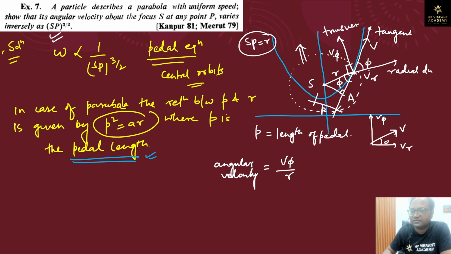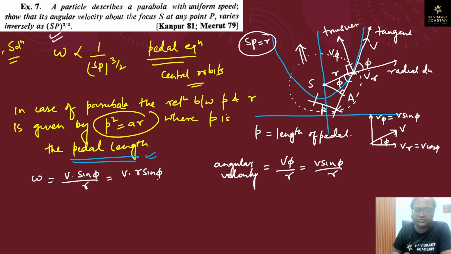Okay, so this is phi. So vr will be v cos phi, and v phi will be v sin phi. So this is equal to v sin phi upon r. So the angular velocity will be v sin phi upon r. So this is equal to v into r sin phi, and let us multiply this at the denominator also. This will be r square, and r sin phi we will have small p.